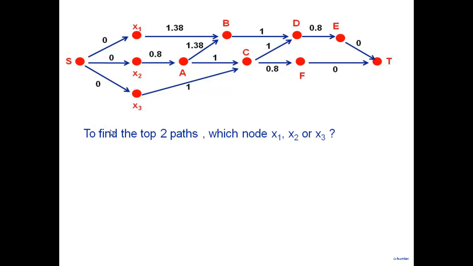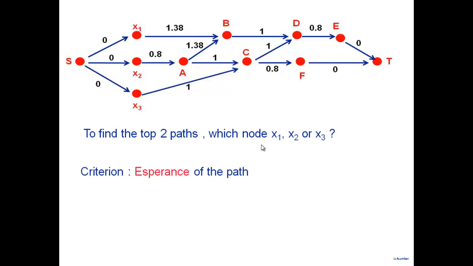Let's look at the problem here. To find the top 2 paths, I start from S. Now the issue is, let's say I've already calculated the maximum arrival time at each one of these nodes. Is already there. So to find the top 2 paths, for example, I would like to enumerate the paths starting from S to go to T. So the issue for me is, should I go along X1, X2, or X3 for the top 2 paths?